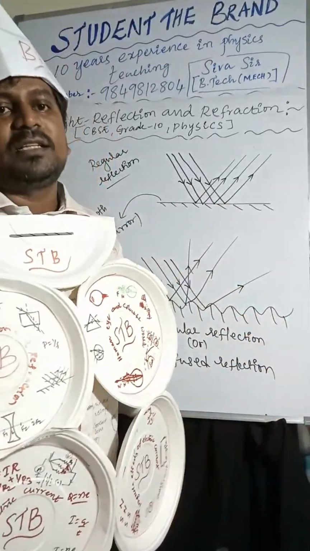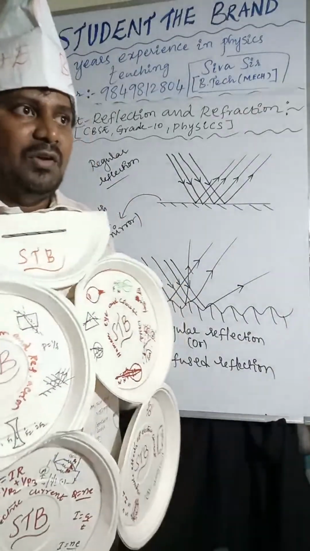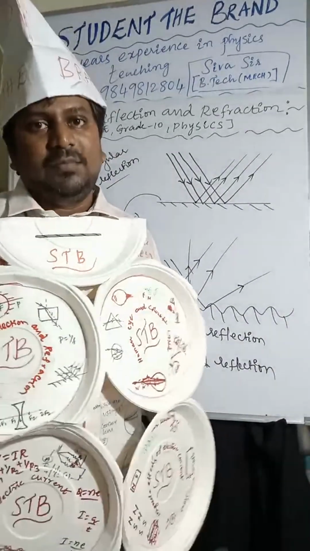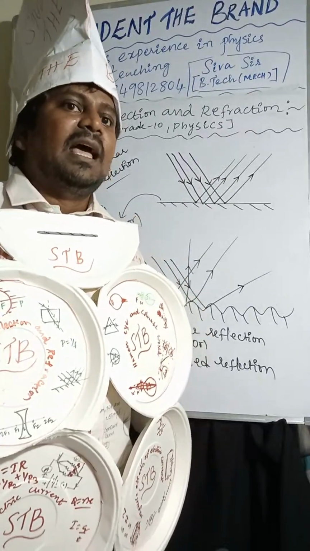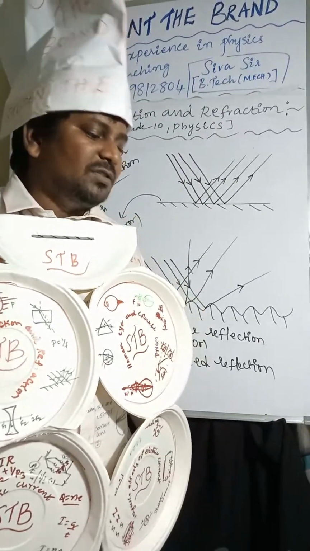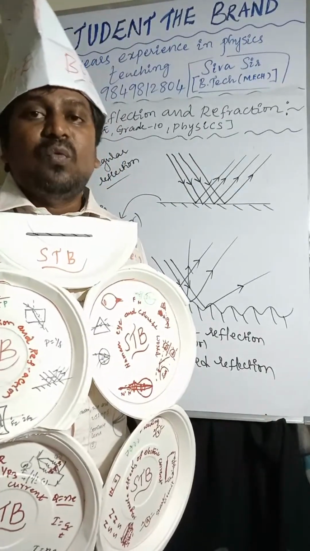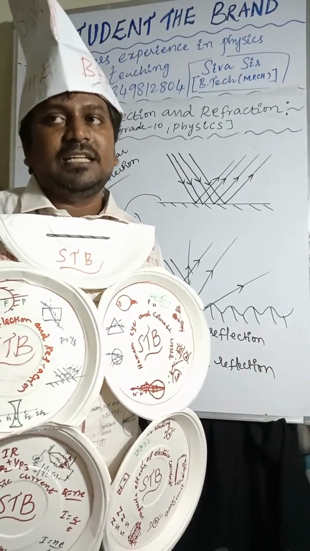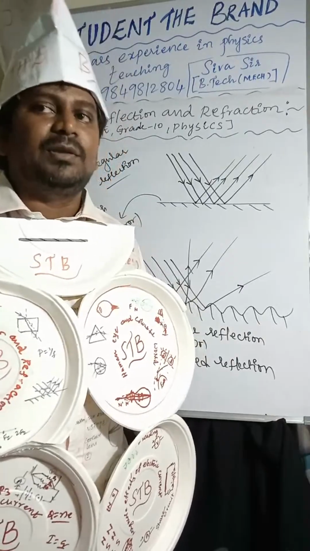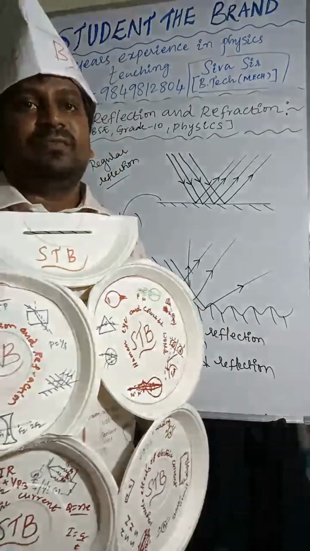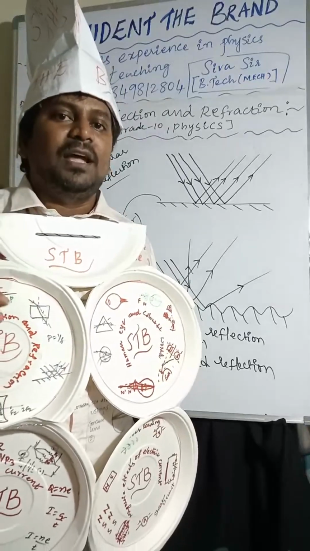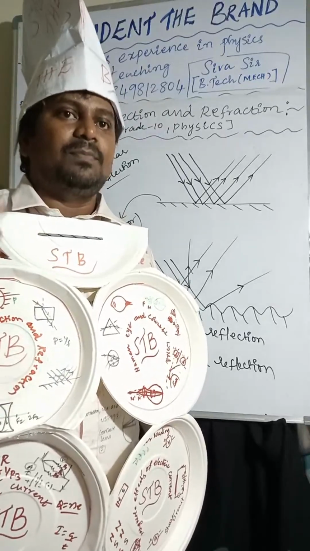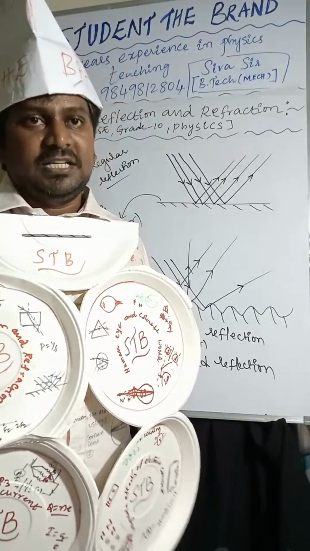A wall reflects the light rays, and a plane mirror also reflects the light rays. So what is the difference? A wall reflects, so the light rays will move in different directions. Irregular reflection takes place on a wall. If you are taking a plane mirror, regular reflection takes place on a plane mirror.